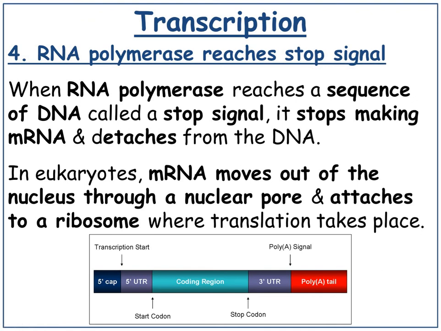4. RNA polymerase reaches a stop signal. When RNA polymerase reaches a sequence of DNA called a stop signal, it stops making mRNA and detaches from the DNA. In eukaryotes, mRNA moves out of the nucleus through a nuclear pore and attaches to a ribosome where translation, which is the next stage of protein synthesis, takes place.